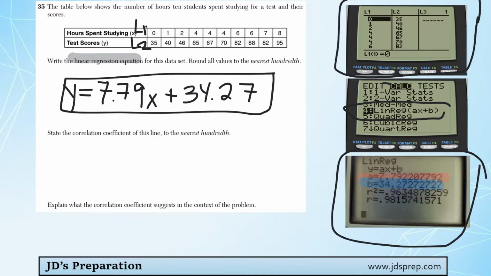Next part of the question is asking us to state the correlation coefficient of this line, and that's the R value. And to the nearest hundredth, that would be rounded to 0.98. I guess we can write down that R equals that. R is 0.98.